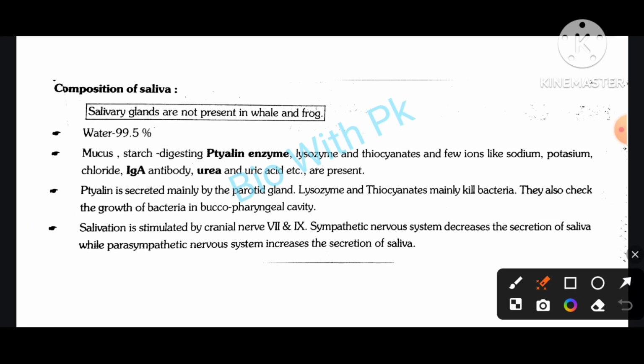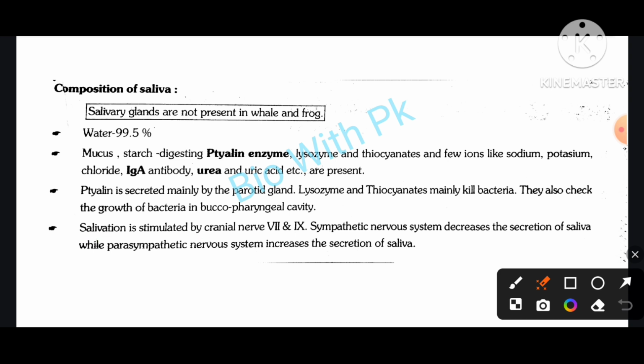Composition of saliva. Salivary glands are not present in whale and frog. Important: saliva is 99.5% water, with mucus, the starch-digesting enzyme ptyalin, the enzyme lysozyme, thiocyanate, and a few ions like sodium, potassium, chlorine, IgA antibody, urea, and uric acid. Ptyalin is secreted mainly by the parotid gland. Lysozyme and thiocyanate mainly kill bacteria. They also check the growth of bacteria in the buccopharyngeal cavity.